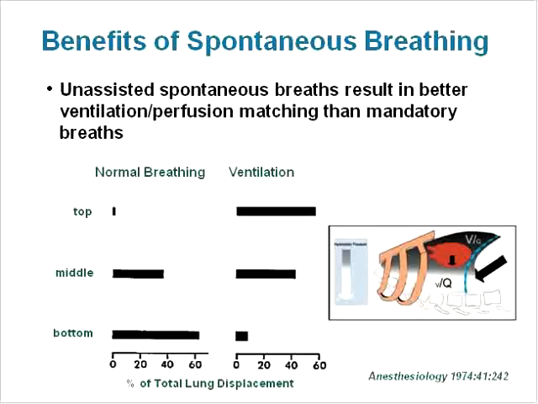Thus, because perfusion is greatest in the dependent portions of the lung, normal breathing results in better ventilation-perfusion matching than mechanical ventilation. Therefore, we can postulate that allowing spontaneous, unassisted breaths during mandatory breaths may explain the decreased dead space ventilation observed in some APRV studies.